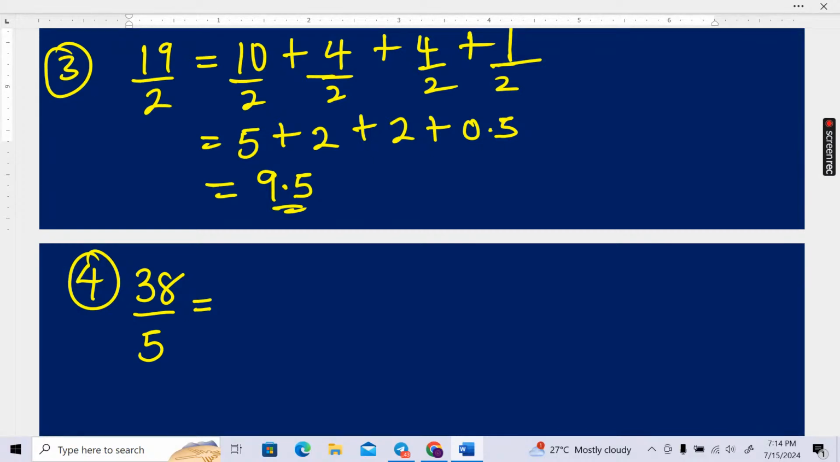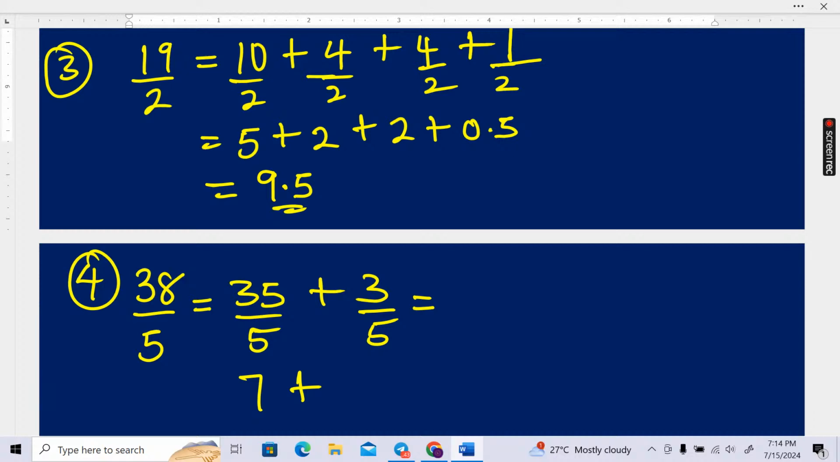Break down 38 into the multiples of 5. I know 35 is a multiple of 5. 35 plus 3 will give us 38. So this will be divided by 5 and this will be divided by 5. Now, 35 divided by 5, that's 7, plus 3 over 5.